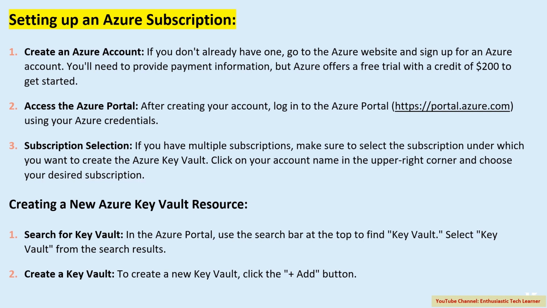Search for Key Vault. In the Azure portal, use the search bar at the top to find Key Vault. Select Key Vault from the search results. Create a Key Vault. To create a new Key Vault, click the +Add button.